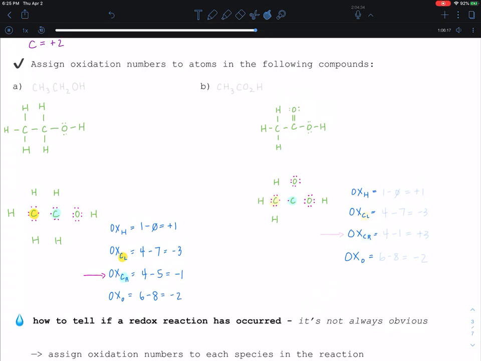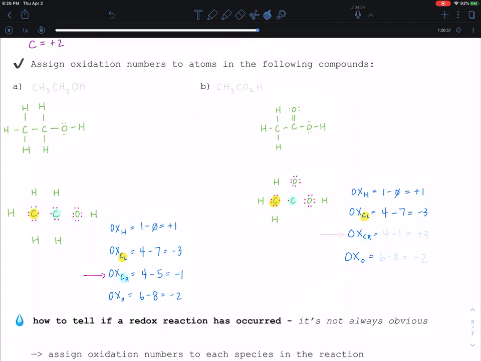So it looks like the hydrogens are in a similar situation as they were before, right? One valence electron, and in our ionic model there aren't any electrons around the hydrogen. And so all of those hydrogens are in the plus one oxidation state. The carbon over here on the left, we have four valence electrons. Again, we've got 2, 4, 6, 7 electrons around that carbon in our ionic model. And so that carbon is still in the negative three oxidation state.